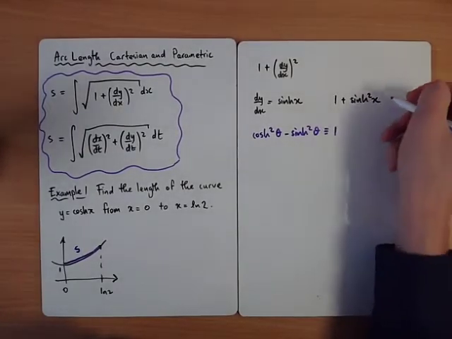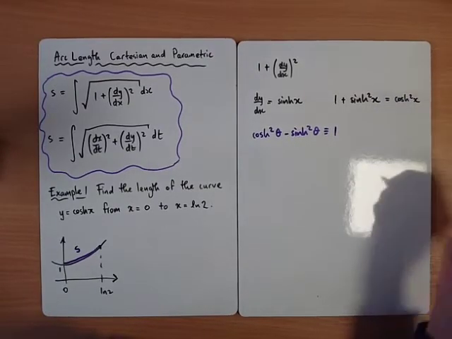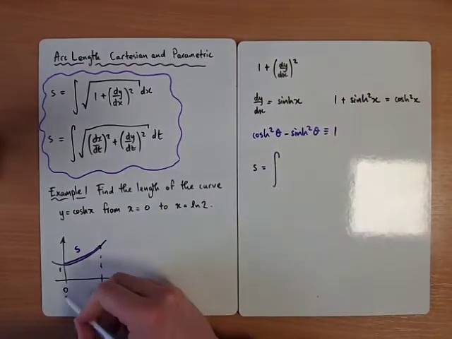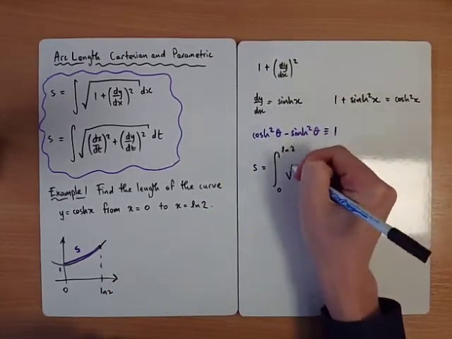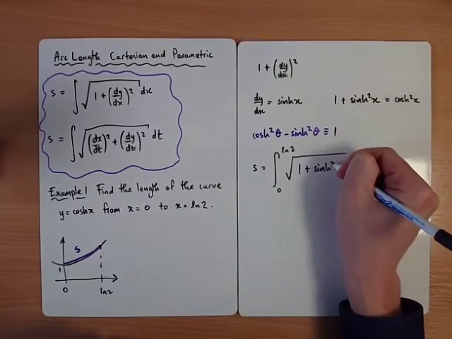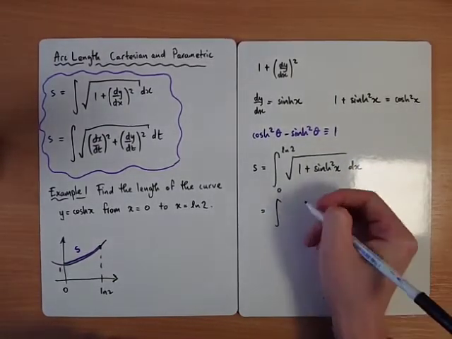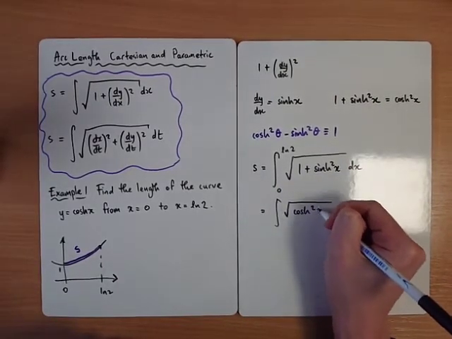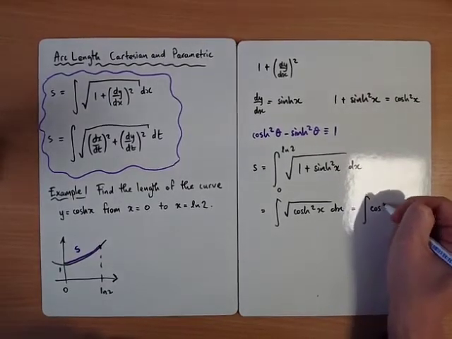So 1 plus sinh squared would be equal to cosh squared, which is quite nice actually, because if you look at what happens now, we could say s would be equal to the integral from 0 to ln2 of the square root of 1 plus sinh squared, which would be the integral of the square root of cosh squared. Which is just the integral of cosh.